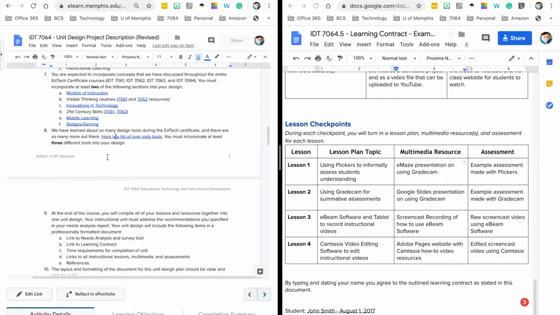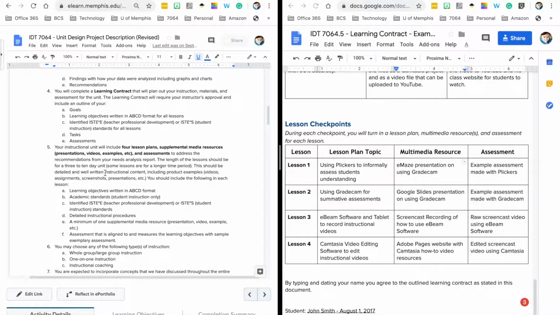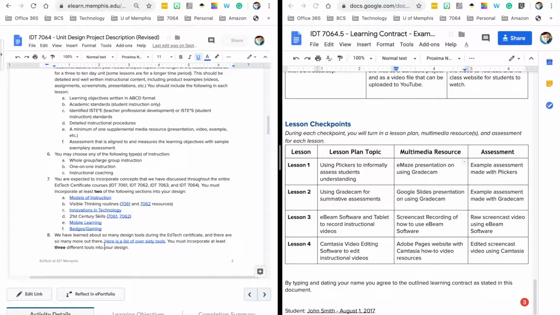Make sure that you're going back over your unit design to refresh your memory about the different things that are needed during each lesson plan, the different types of technology, and the different topics from the EdTech courses that you have to include. Make sure that you're paying attention to this as well. If you have any questions, make sure that you email me and I'd be glad to help.